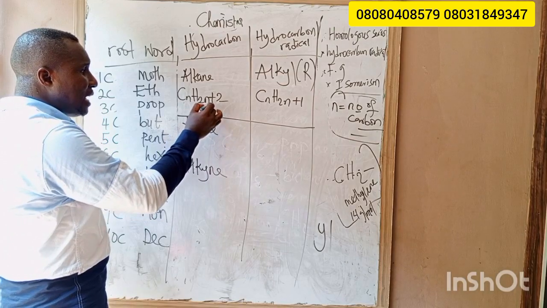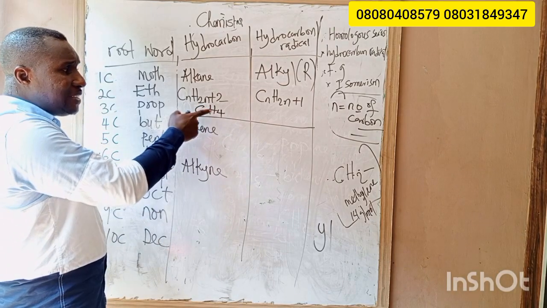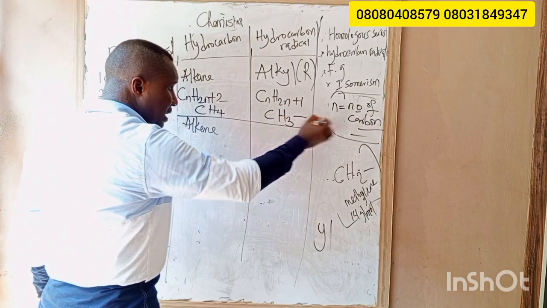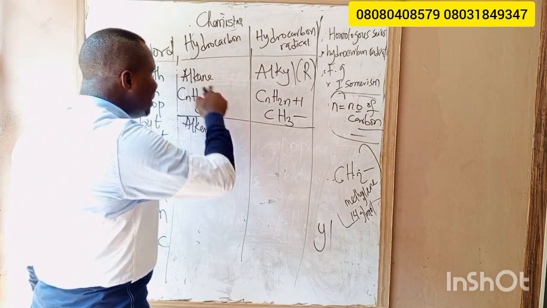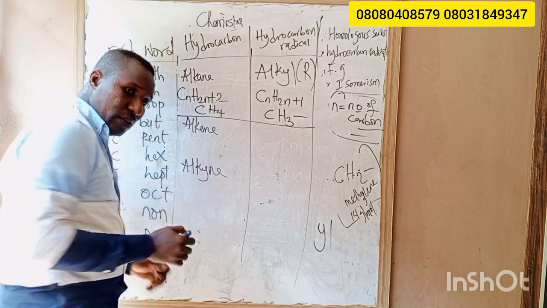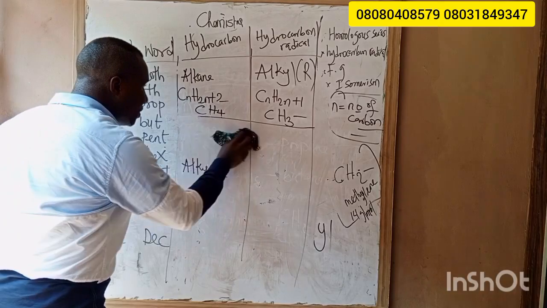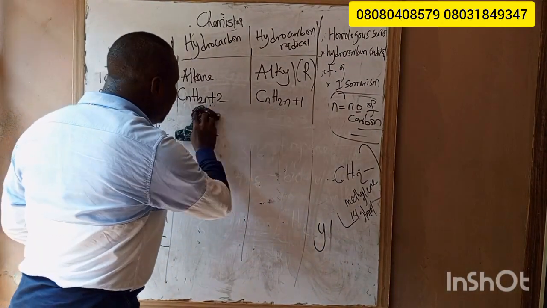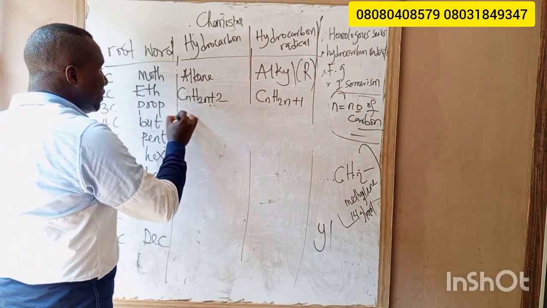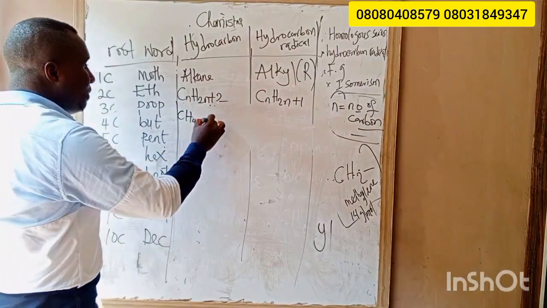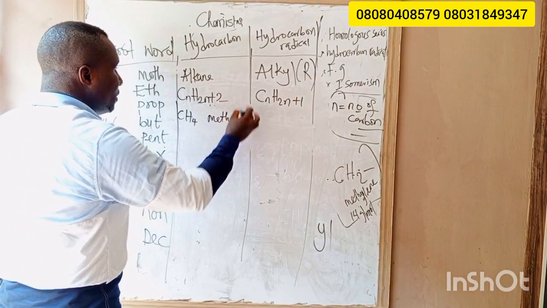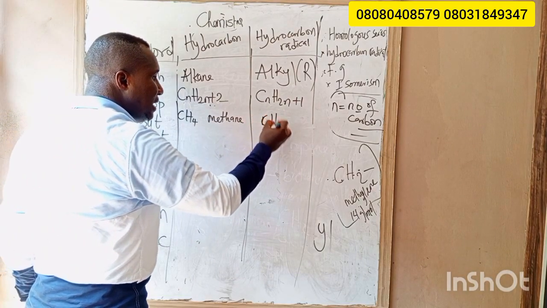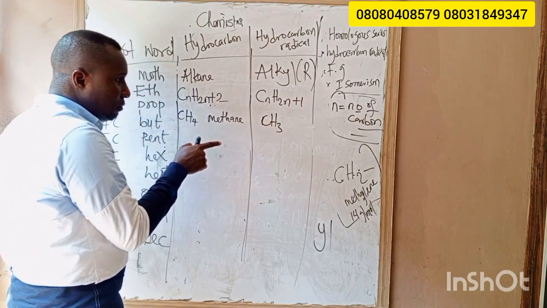For example, you know methane is CH4. When methane loses one atom of hydrogen, what will you have? CH3. Let me write it properly. This is CH4, which is methane. Then when it loses one atom of hydrogen, you have CH3.